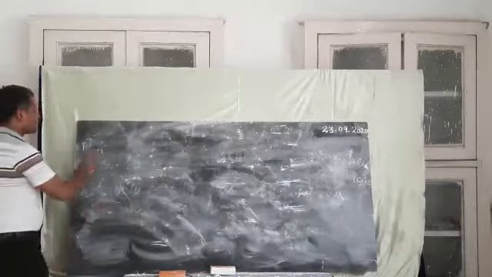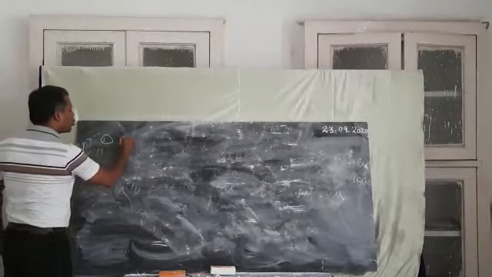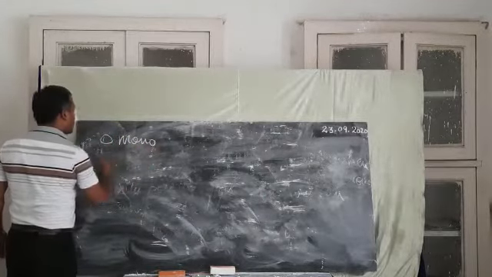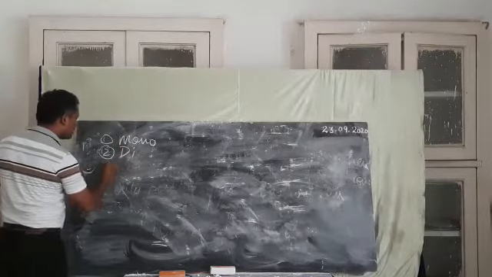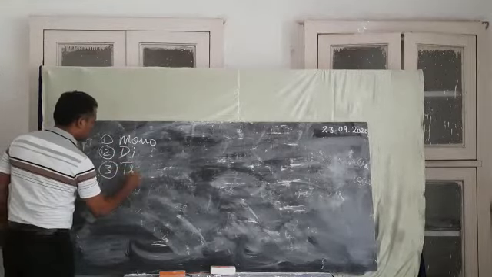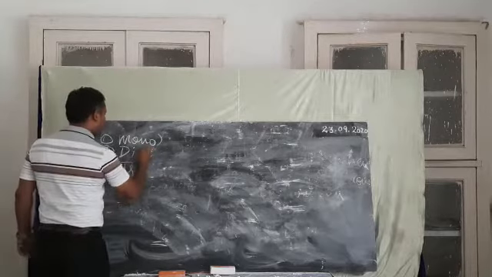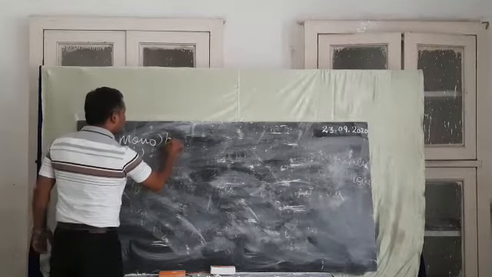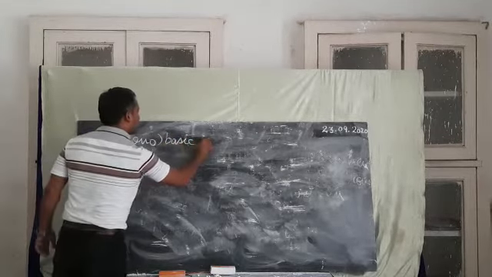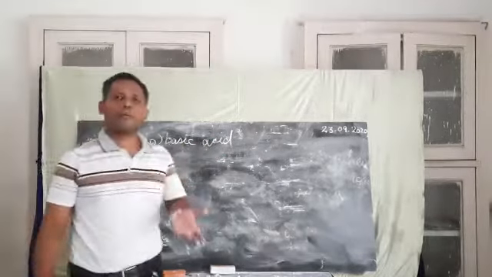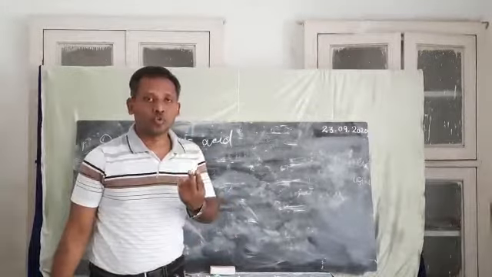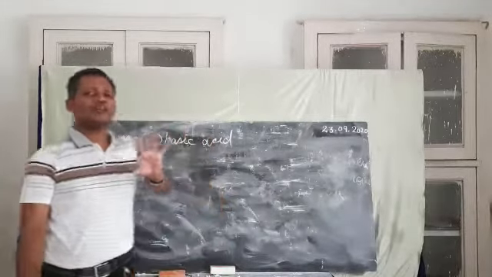The second basis for division is mono, di, tri basic acid. Now you have three other kinds of category: monobasic, dibasic, tribasic. Mono means 1, di means 2, tri means 3. Now what is a monobasic acid?